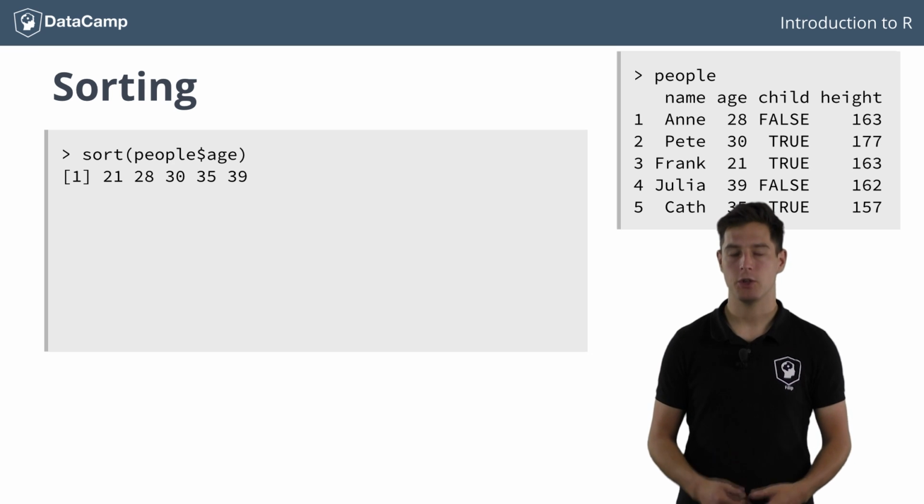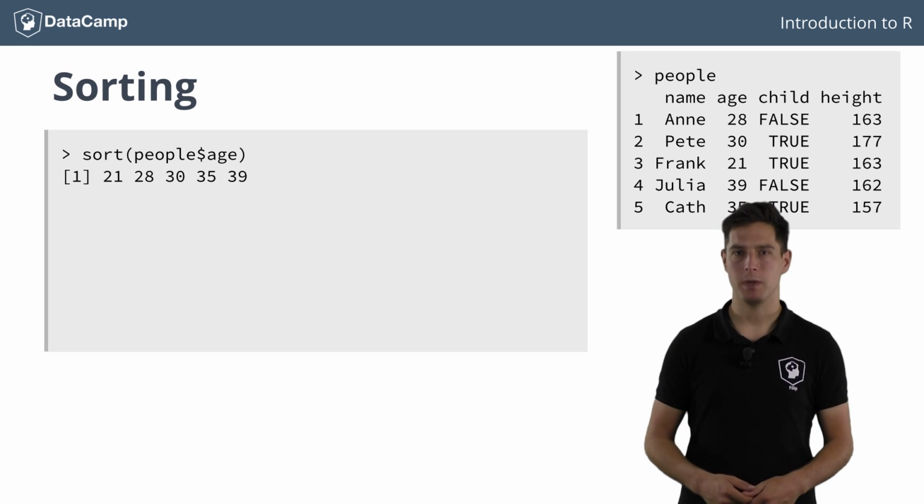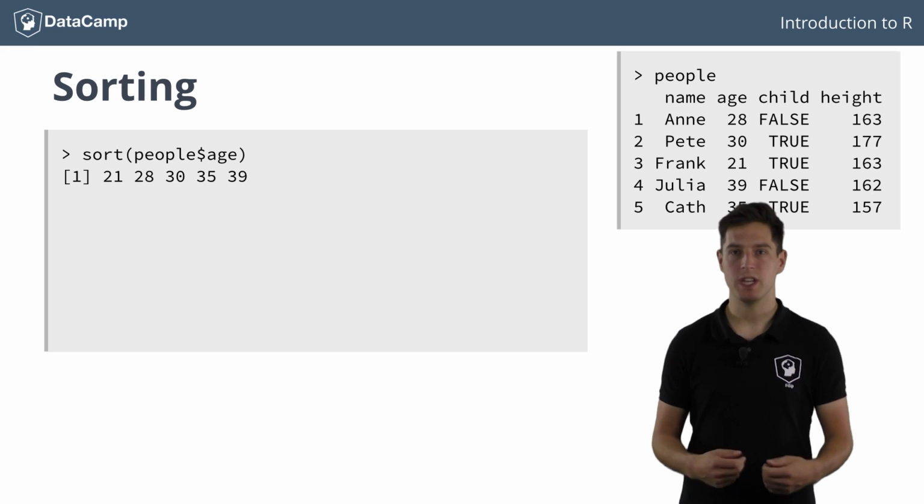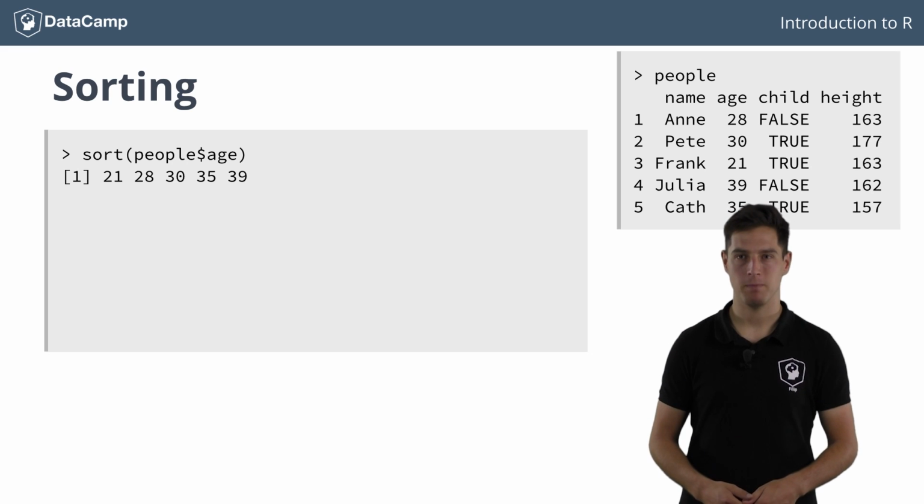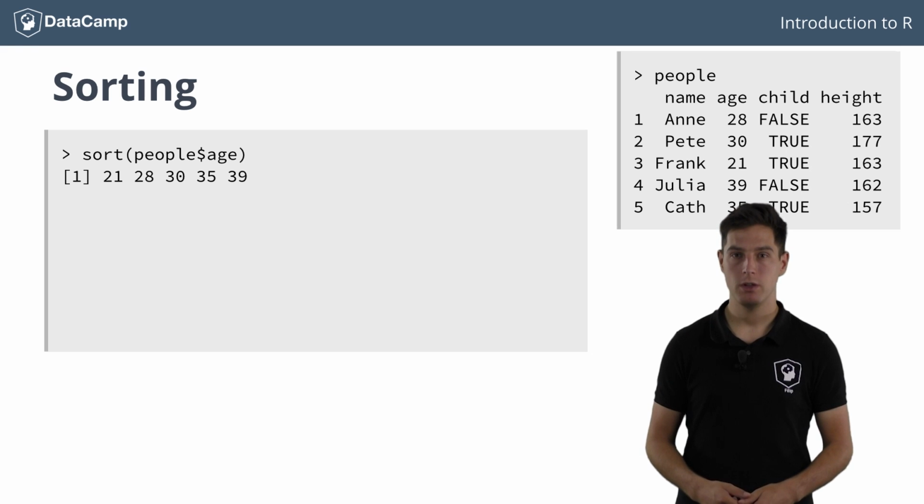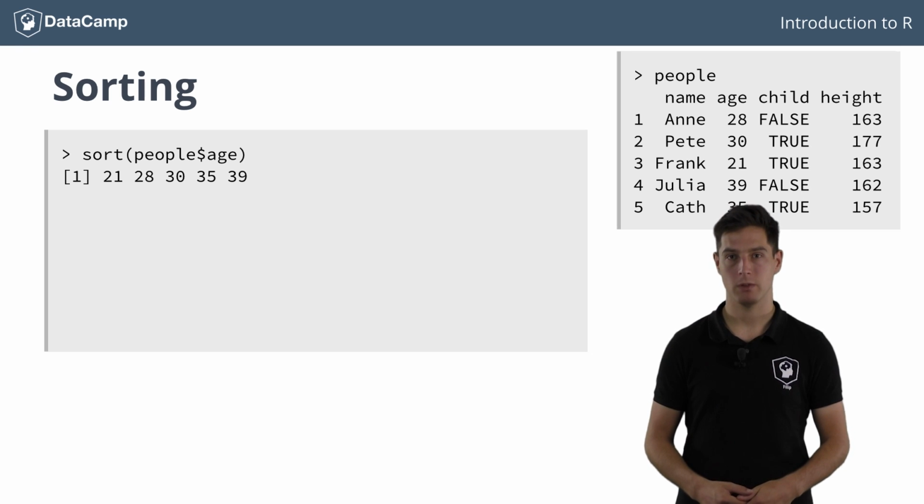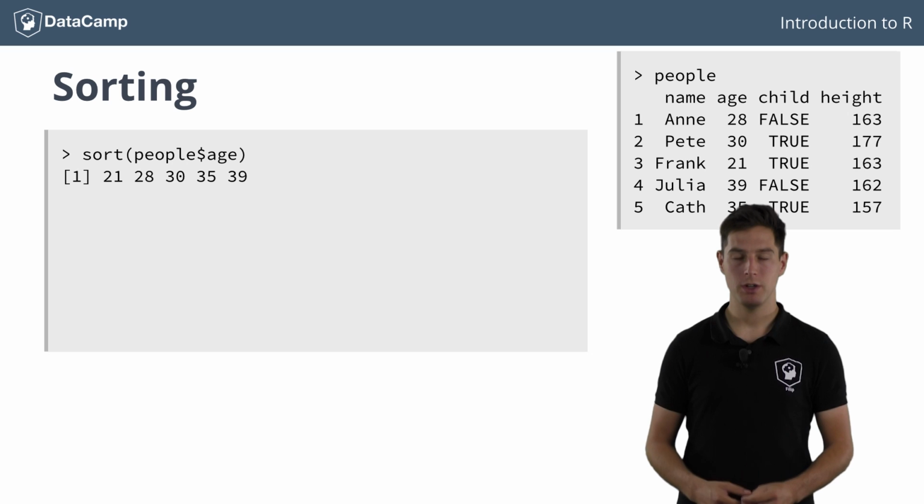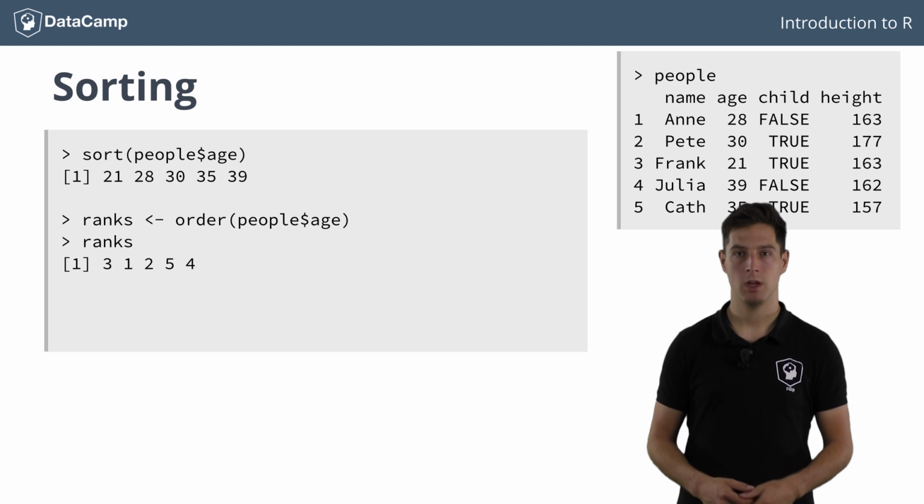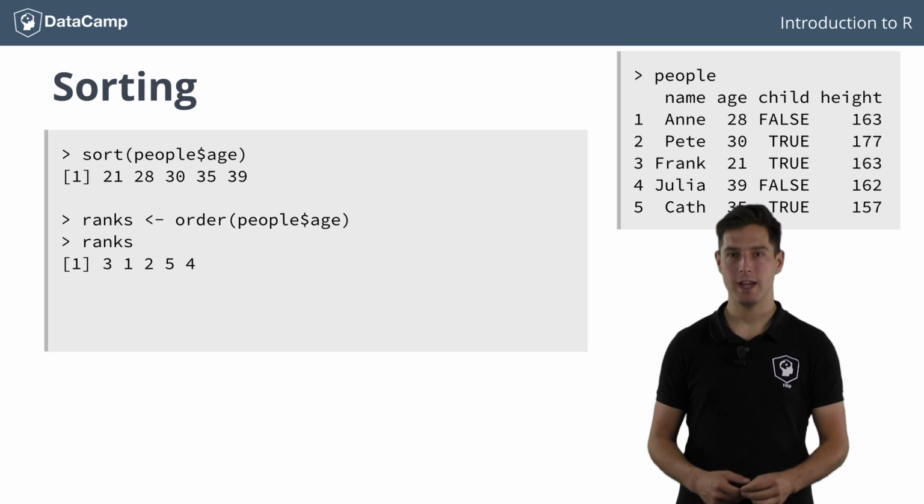What gets returned is an ordered version of the age column. Looks nice, but it's not really what we need. There's not a clear way in which we could use these values to change the ordering of the rows in a data frame. Instead of the sort function, we'll need the order function to help us out. Let's test the order function on the age column. Order returns a vector ranks with the rank position of each element.